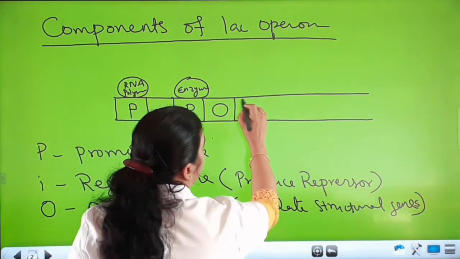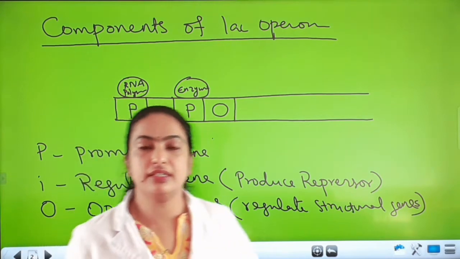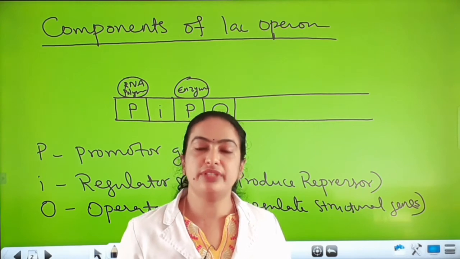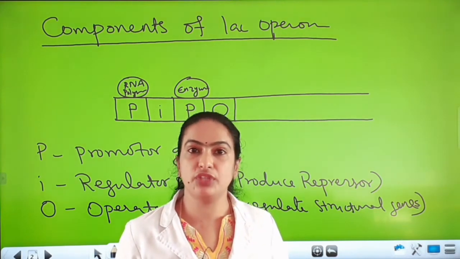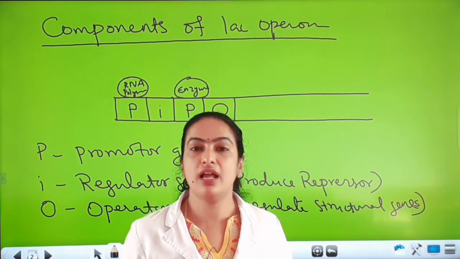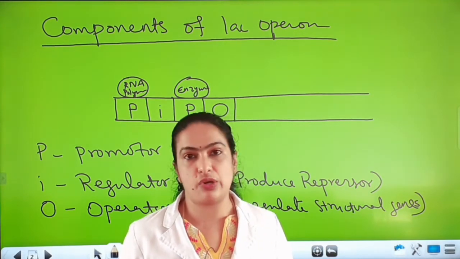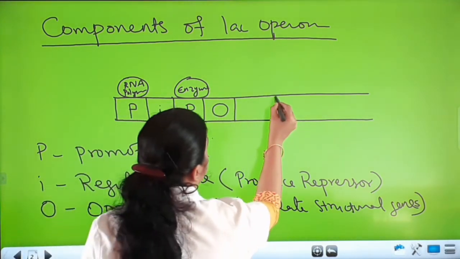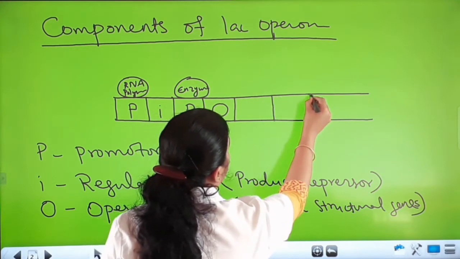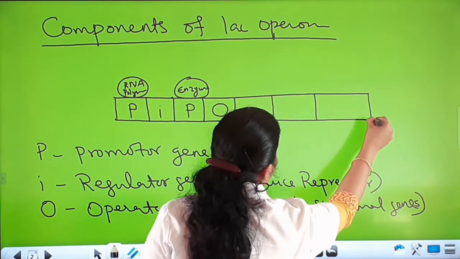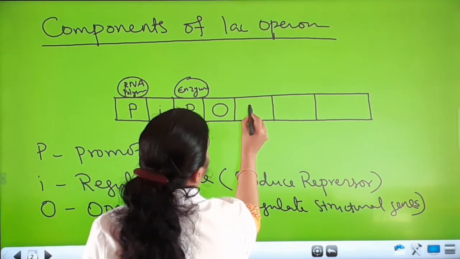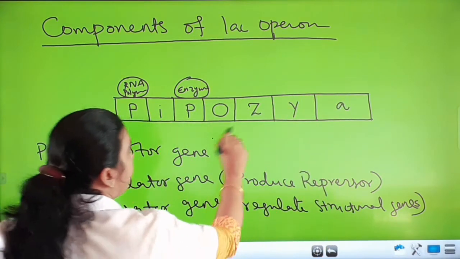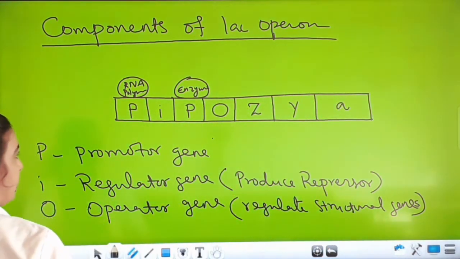Next we can see the part of the structural gene. In prokaryotes there are many structural genes, as I told you, that's why it is called polycistronic. But in eukaryotes only one cistron is there, that's why it is monocistronic. In prokaryotes we can see many cistrons or structural genes. So here we can see three structural genes: Z gene, Y gene and A gene. These three are called structural genes.